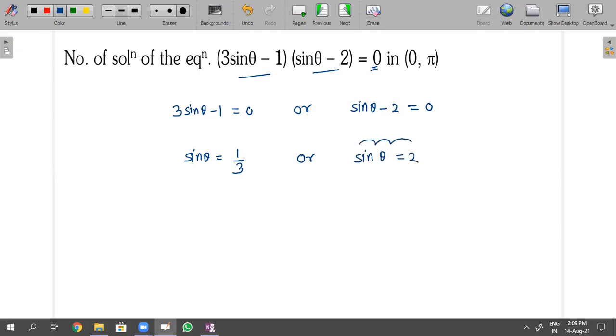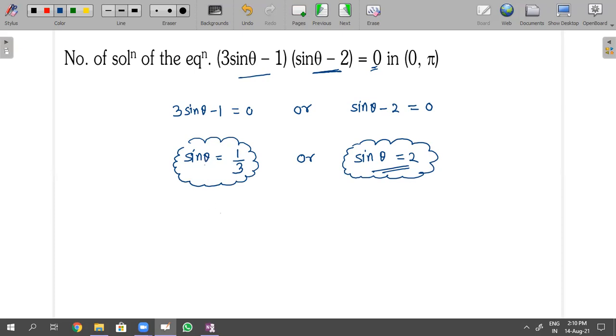But we all know the boundedness of sine theta. Sine can never give you a value greater than 1. So this is not possible. If it is not possible, then the product being 0 means the second linear factor will not participate. So the only way this equation may have a solution is from sine theta equals 1 by 3.